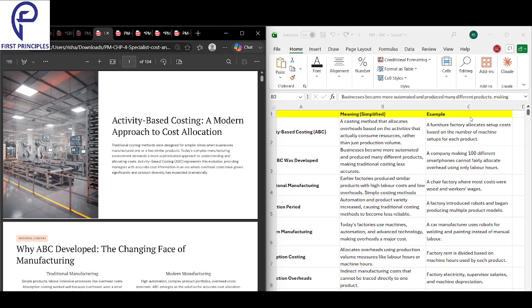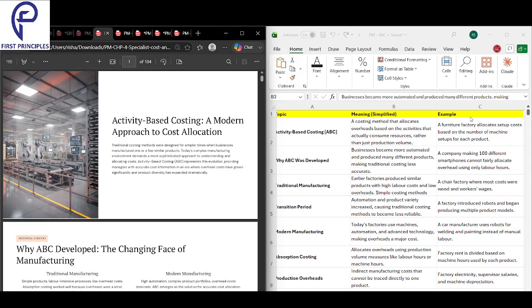As we build the understanding, you will understand it better. But right now, just to touch base, it's a costing method which allocates all the overheads based on activity. That's why it is called activity-based costing.